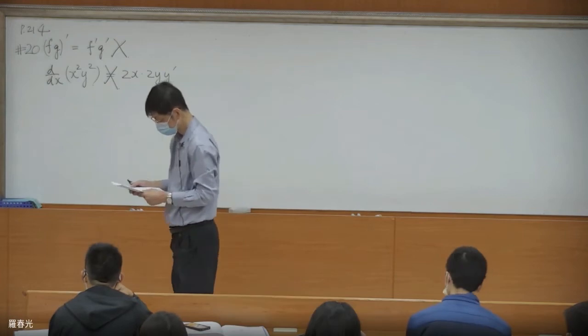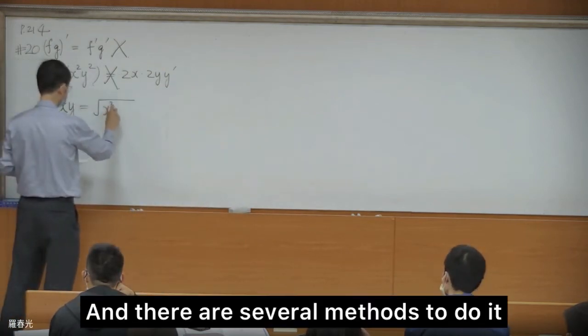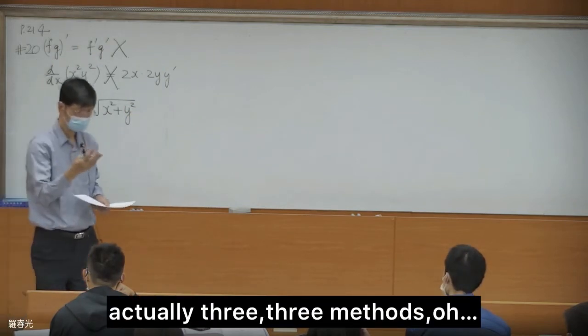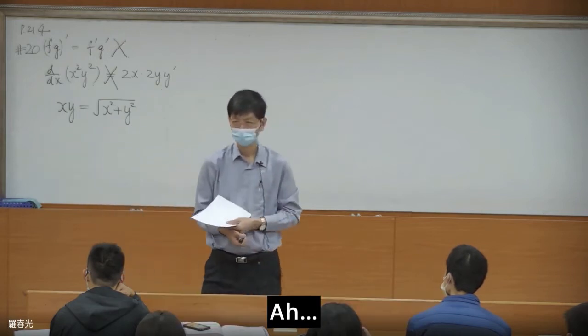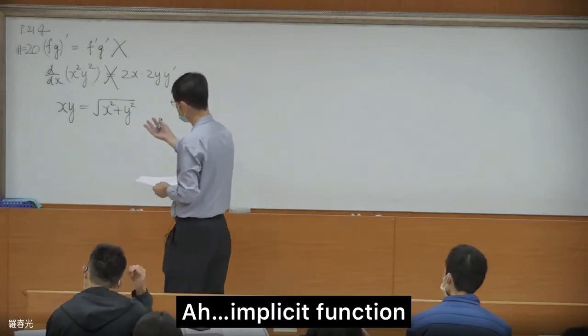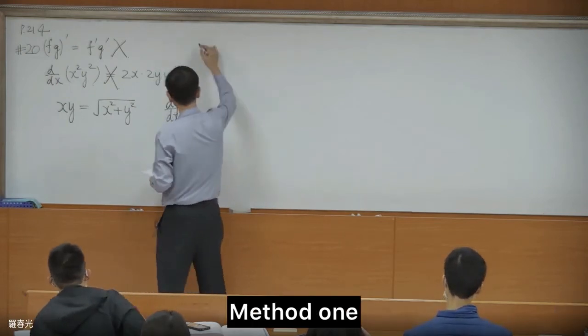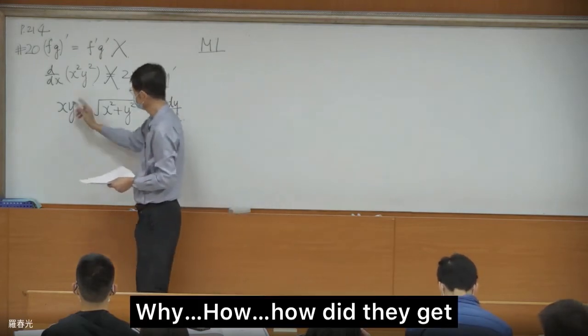And in fact, the problem is like this. This is given, and there are several methods to do it. I found two, actually three methods in your work. Well, it's not me who found it; it's the TA who found it. Okay. This is the problem, an implicit function, and we want to find dy/dx.